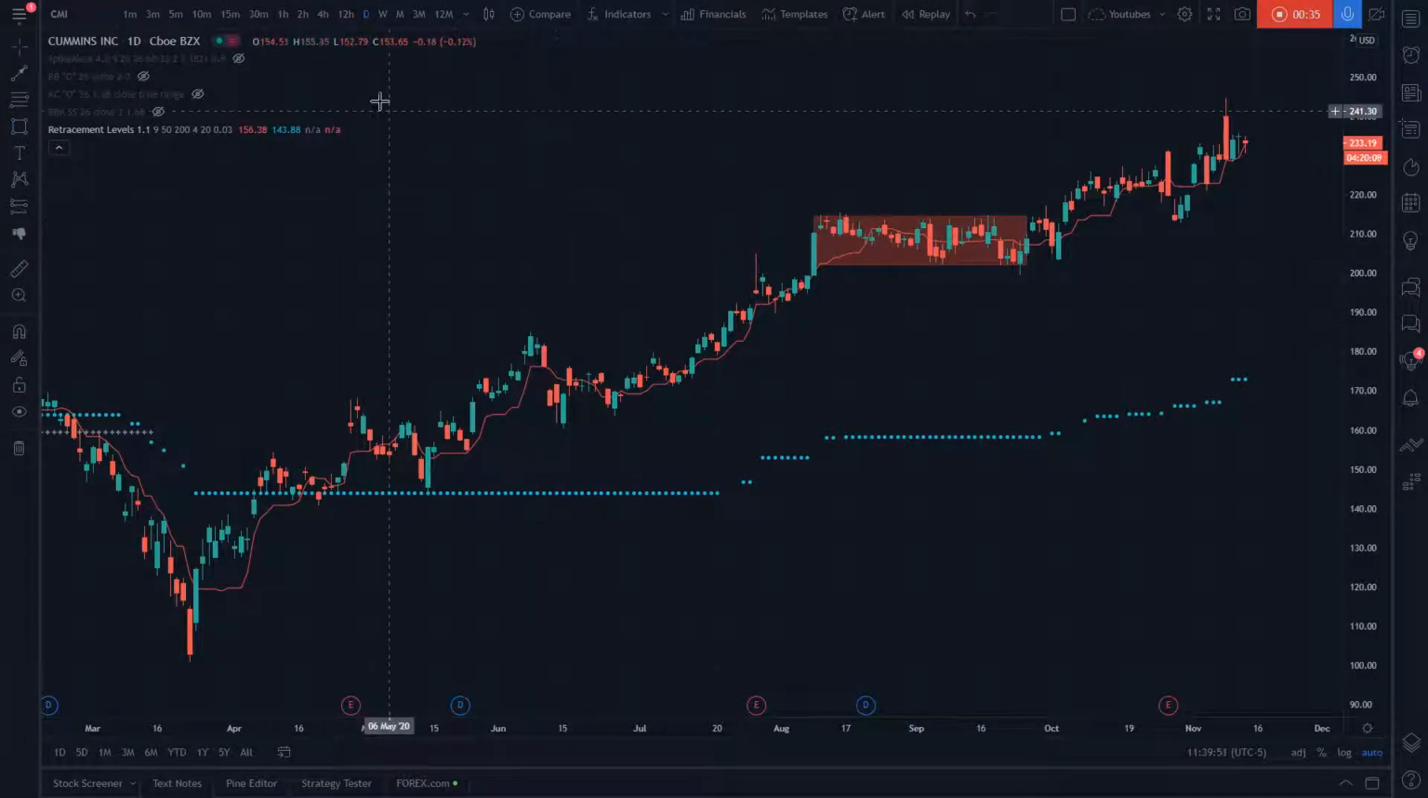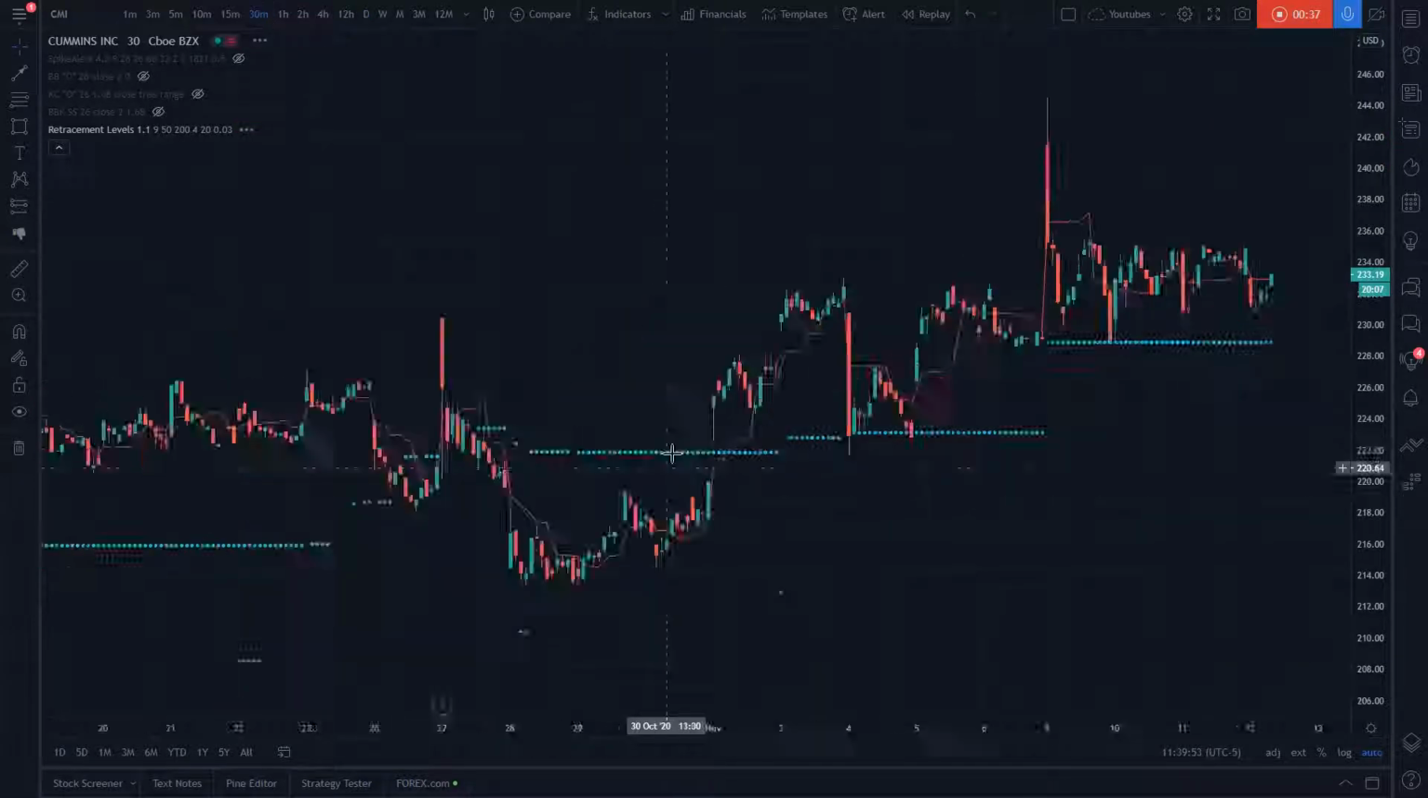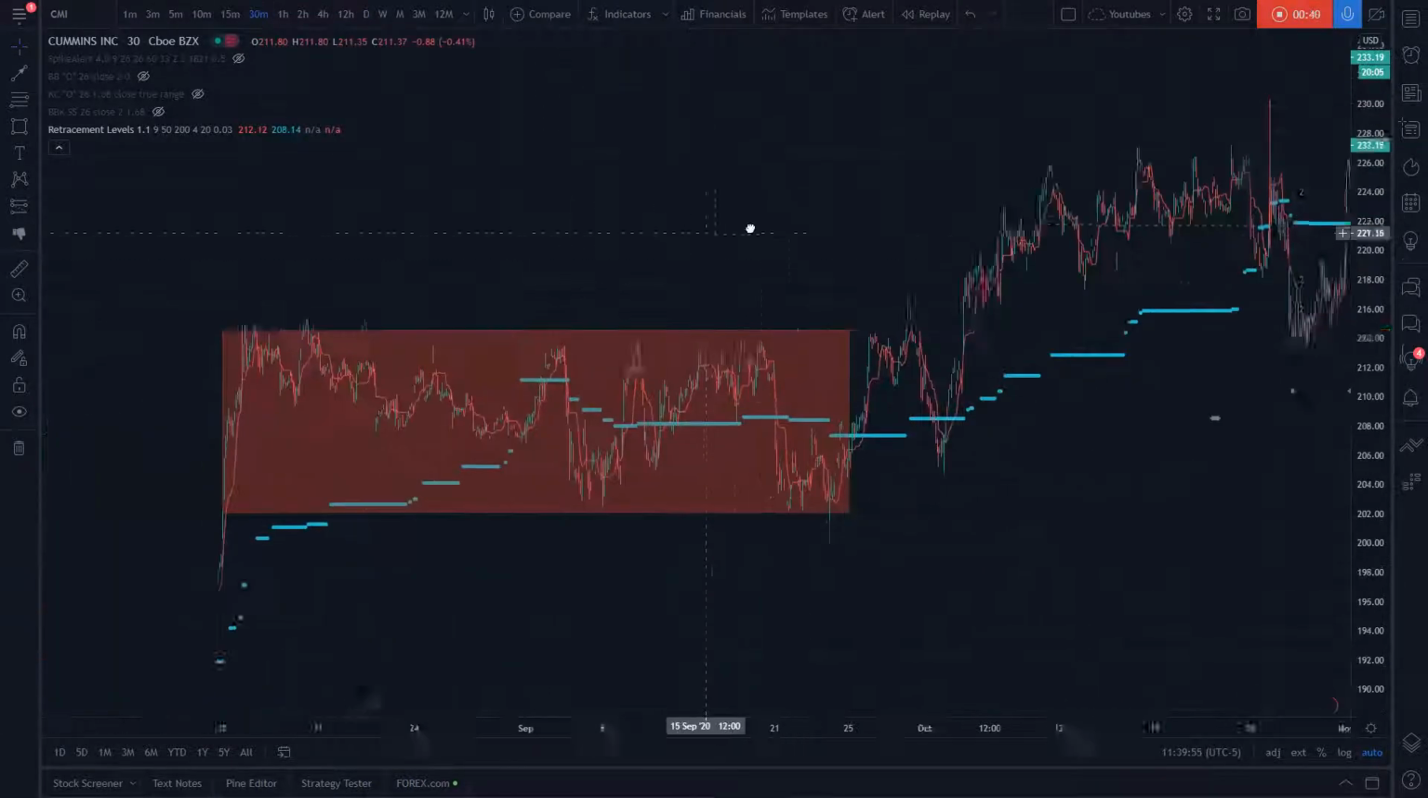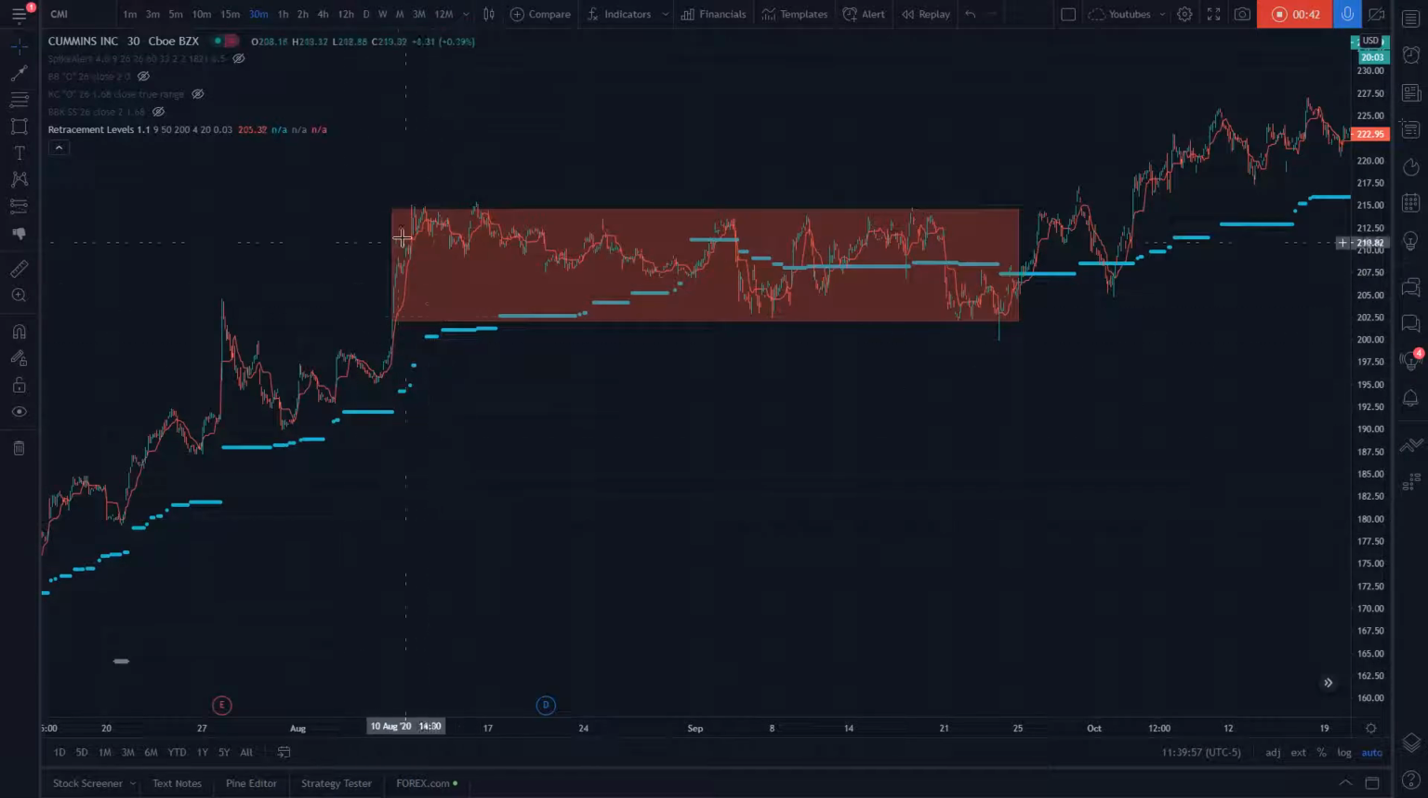Let's zoom down just a little bit more to see what that looks like. And so this is on the 30. I went from the daily to the 30-minute. And in here, from about the 10th of August all the way through to about September 24th, you had this consolidation period. You can draw a rectangle here like I did. You can see that price is just kind of banding around in that structure.